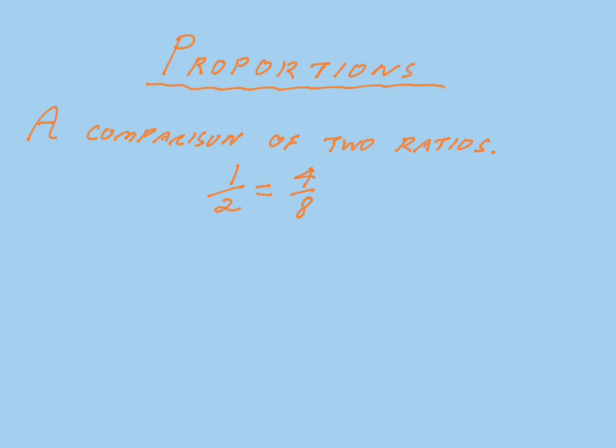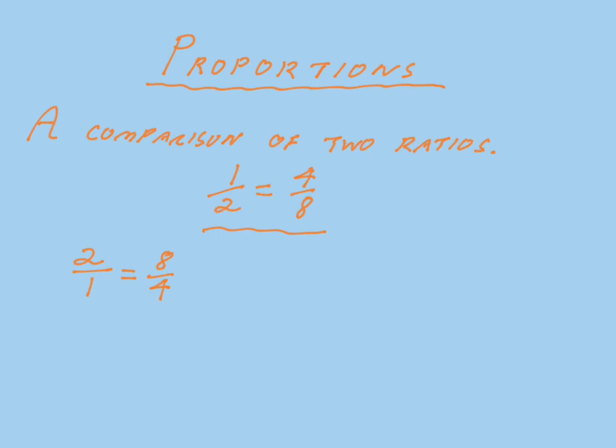Now, if we think about this, could I rewrite this equation so everything was still true? Well, the answer is yes. What if I flipped the 1/2 over and made it 2/1? It's called inverting it. And if I do that on the left side, what if I do that on the right side? Do I still have a true statement? Well, 2 divided by 1 is 2, and 8 divided by 4 is also 2. So that works.